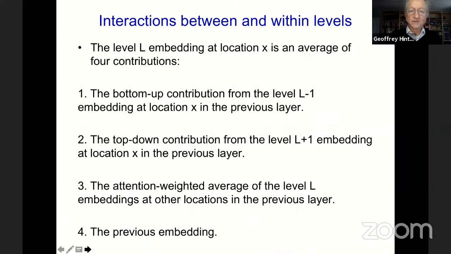The 4 influences on the embedding at a particular level are the bottom up, the top down, and they're within the same location. There's the previous embedding, but then there's an average of the embeddings at nearby locations. So that's contextual influence. And that's going to be an attention-weighted average. You don't just willy-nilly average with the activations at nearby locations. You look to see whether the nearby locations agree with you. And if they agree with you, then you average with them.